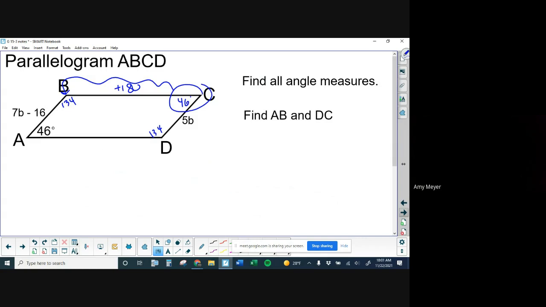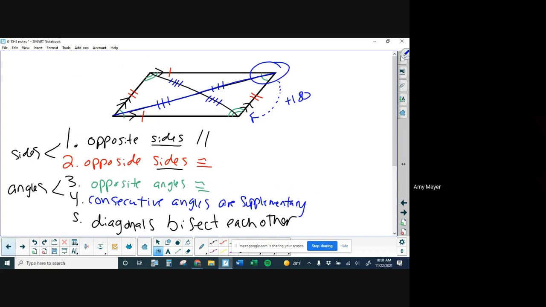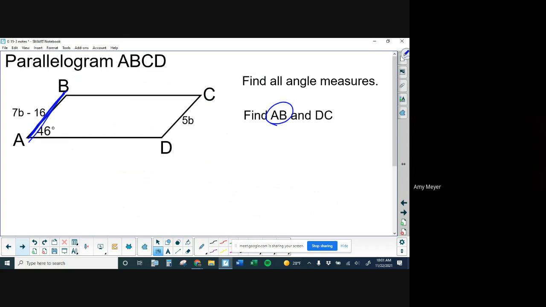Okay, let's look at AB. We know that AB is not an angle because it's 2 letters. AB is right here at the side. What do I know about sides? Opposite sides are parallel. That's not really going to help me find the length. Opposite sides are congruent. That might be helpful. This side and its opposite are congruent or equal. So 7B minus 16 equals 5B.